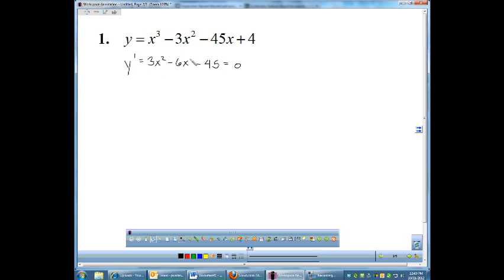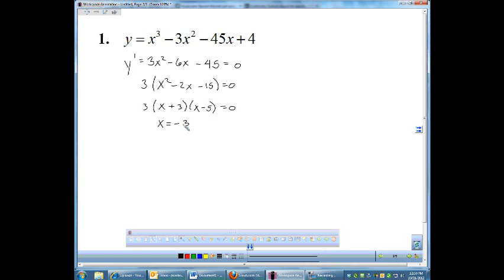I'm going to factor this. I do see that 3 goes into everything. So that gives me x squared minus 2x minus 15, which continues to factor into (x plus 3)(x minus 5). And I get critical numbers of -3 and positive 5. Those are zeros of the derivative.